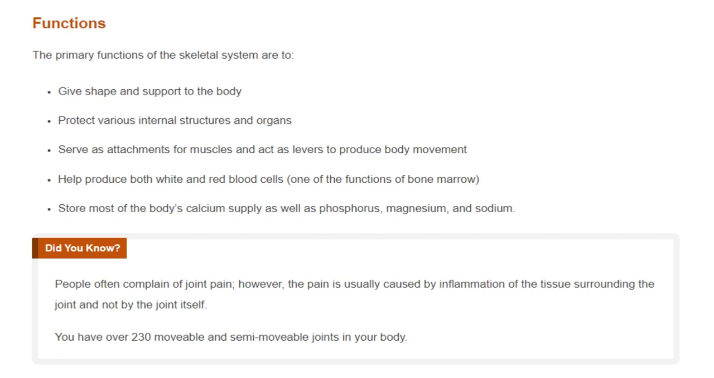Did you know? People often complain of joint pain. However, the pain is usually caused by inflammation of the tissue surrounding the joint and not by the joint itself. You have over 230 movable and semi-movable joints in your body.